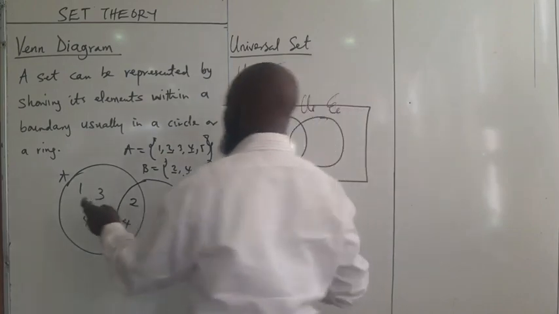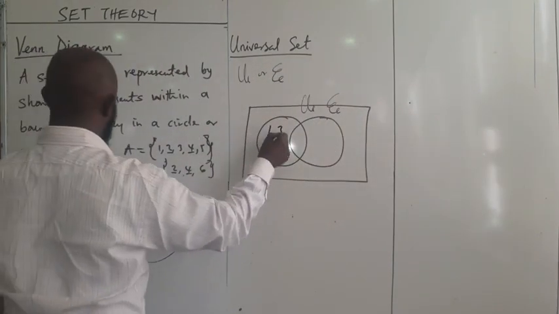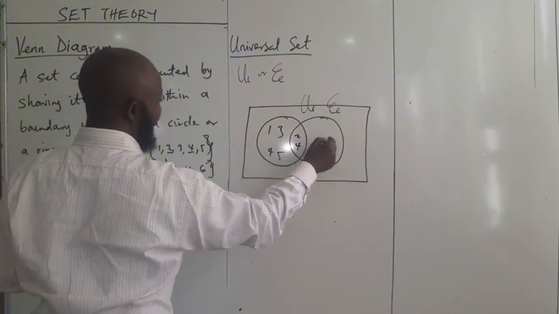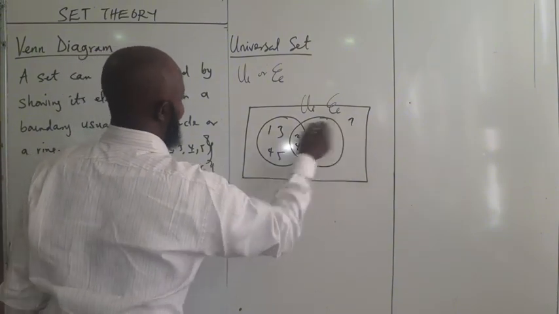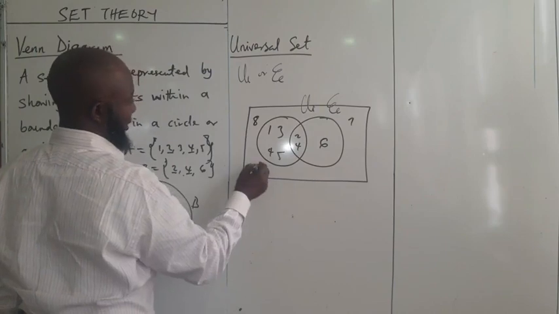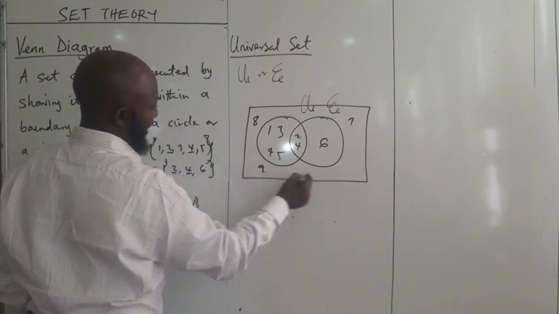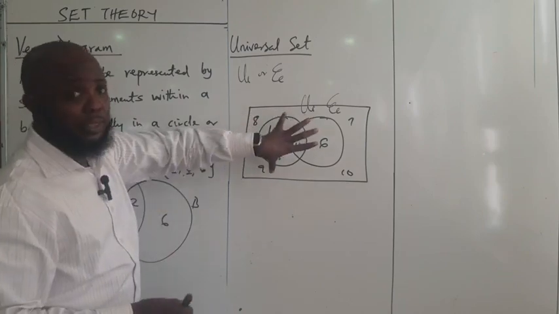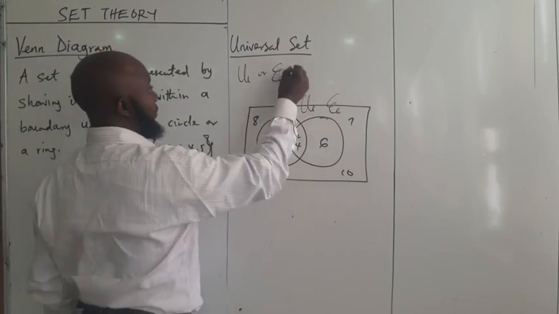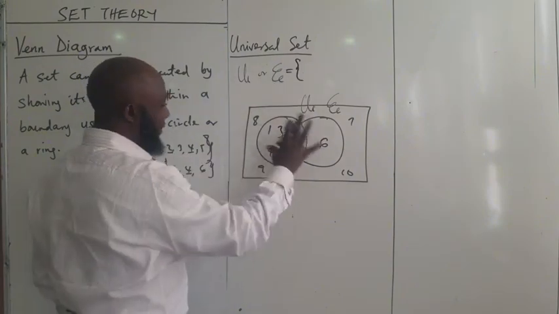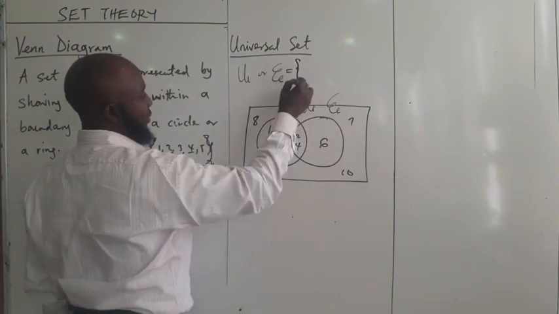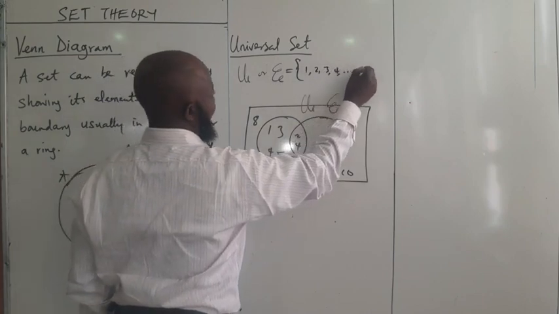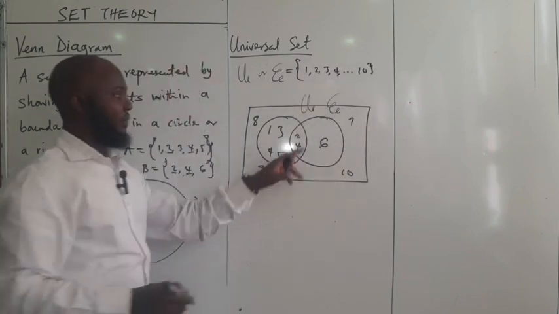As you list all the elements here, we have 1, 3, 4, 5, 2, 4, 6. We can have some other elements outside like this, and some other elements outside here. You can see that the universal set for this particular problem will be everything you have inside this, that is from 1, 2, 3, 4 to 10. As you can see, everything here.